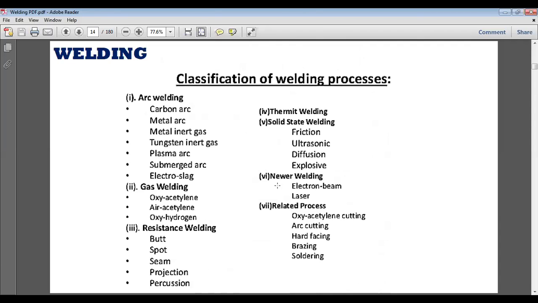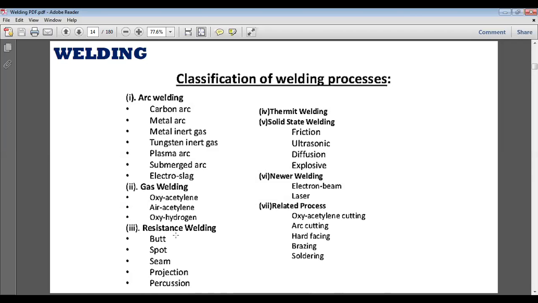Now you can see arc welding. Upon classification of welding processes, in arc welding we can see carbon, metal inert, tungsten inert, TIG, MIG, plasma, submerged, electroslag. All we are not going to discuss, but five we'll be discussing: carbon, metal inert, tungsten inert, MIG and TIG, and then submerged arc. Electroslag and plasma are not important and not asked, so we are not going to discuss plasma arc and electroslag welding. In gas welding, most important is oxyacetylene, we'll be discussing oxyacetylene welding.